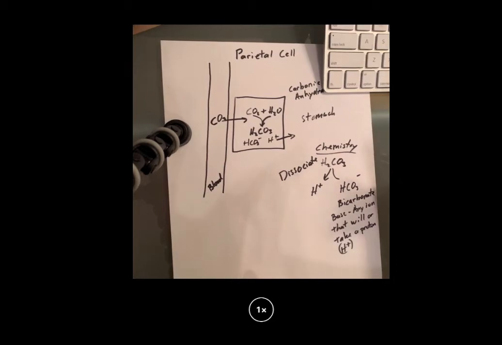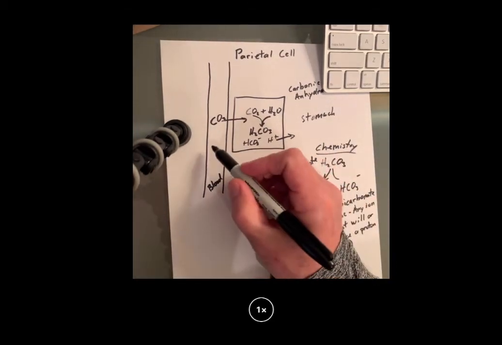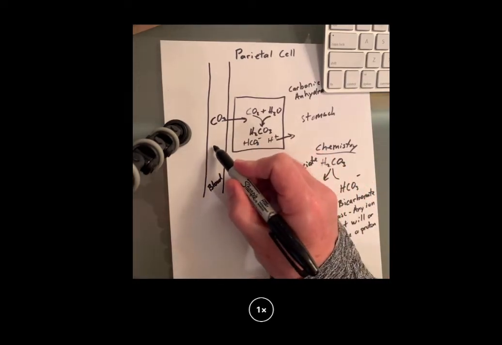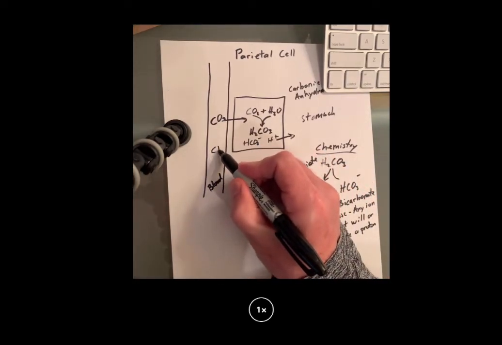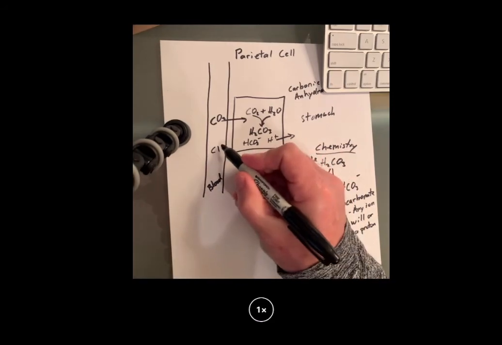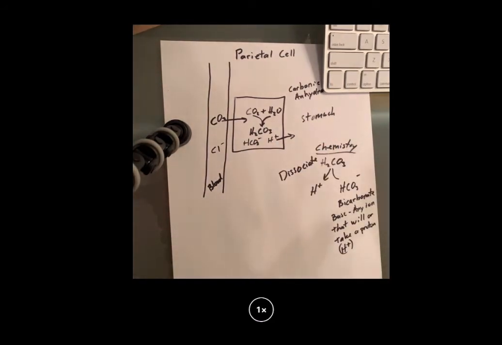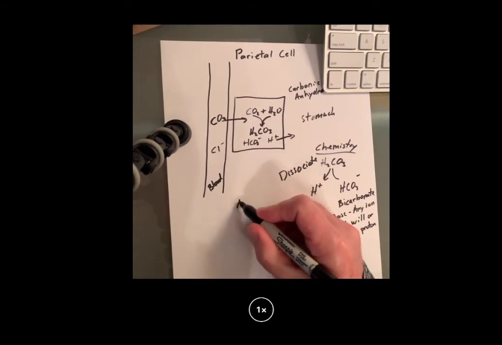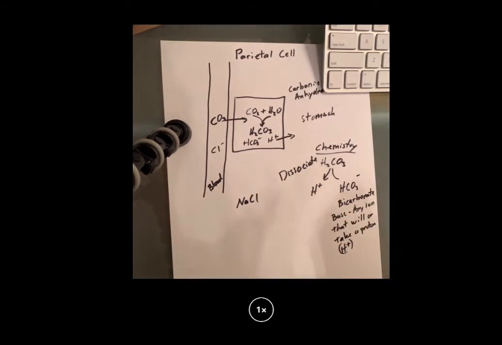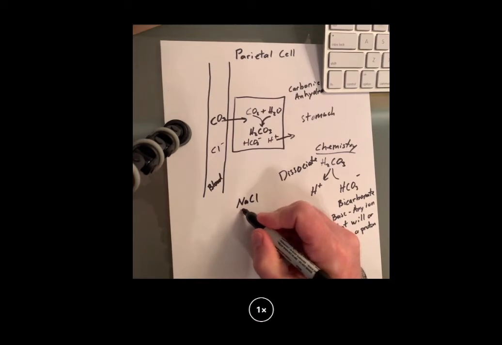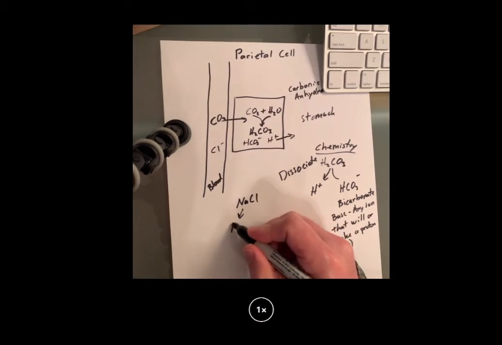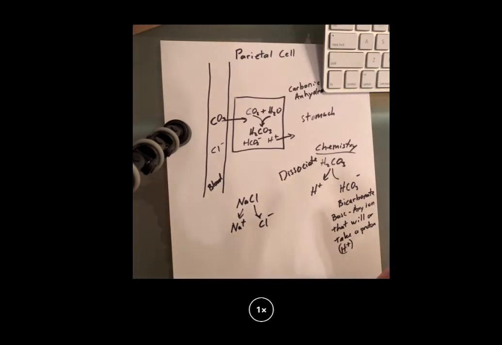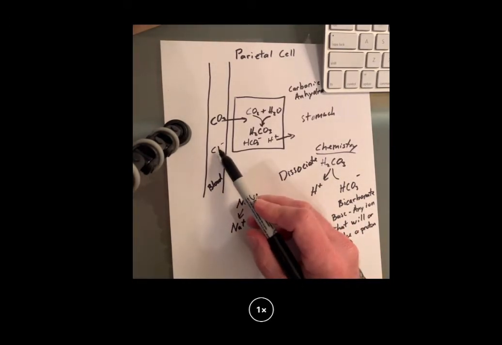Where does the chlorine come from? Well, the chlorine also comes from your bloodstream. I didn't draw my cell big enough, but you have chlorine in your bloodstream. And you eat sodium chloride, right? So when you eat salt, NaCl, it breaks apart in the bloodstream into Na plus and Cl negative. And that's where the Cl negative comes from.